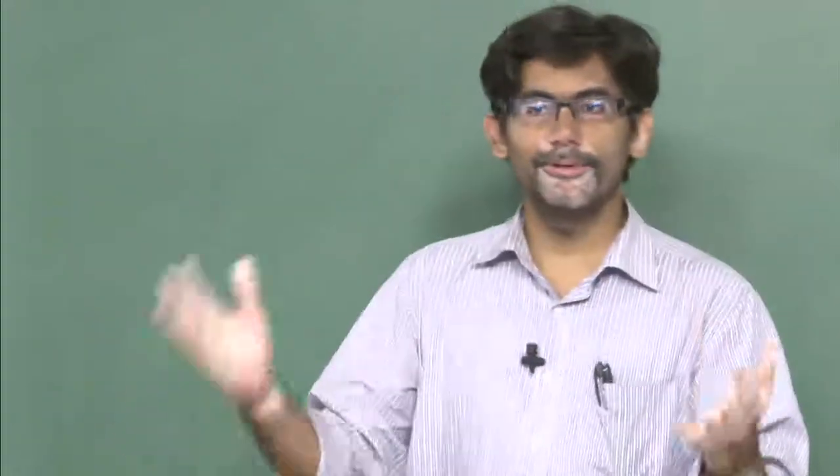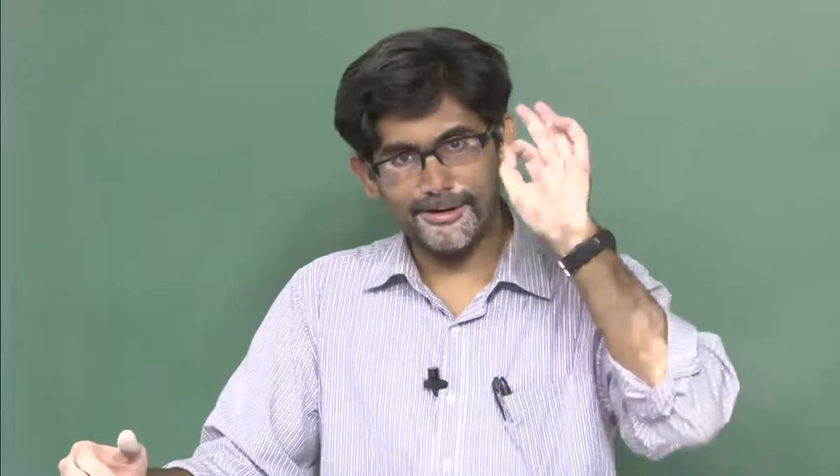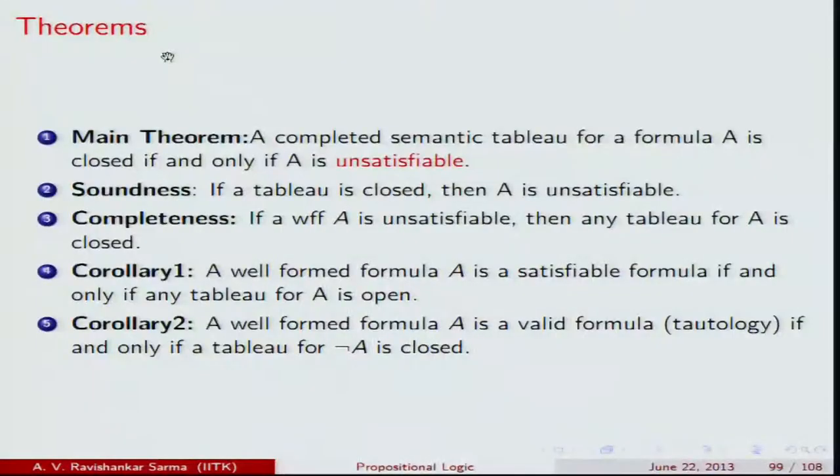All true formulas are provable, and all provable formulas obviously at the end of the day have to be true. You proved lots of things, but at the end of the day it is false, then it doesn't make any sense to us. So all provable formulas are true, and all true formulas are provable, and propositional logic in this sense is considered to be complete. Completeness says that if a well-formed formula A is unsatisfiable, then any tableau for A is obviously closed. You can show that all the branches close.